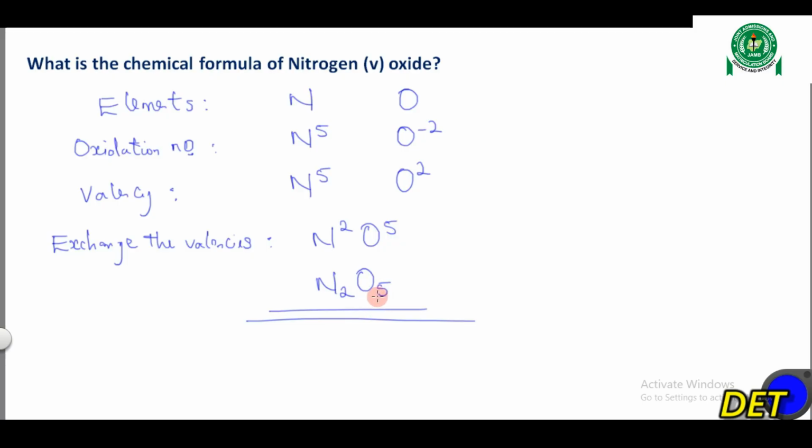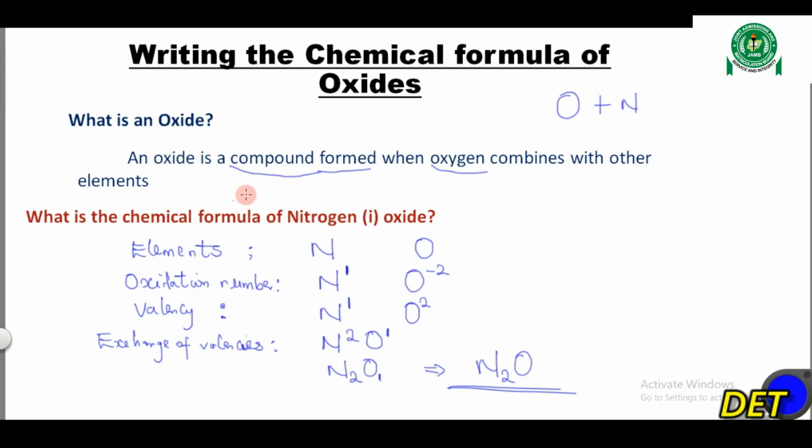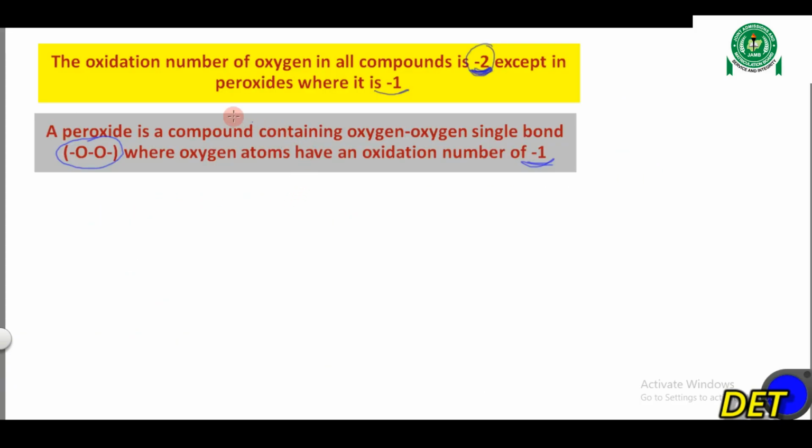So writing the chemical formulas of oxide is actually very simple and straightforward. Again, an oxide is a compound that is formed when oxygen combines with other elements. And this is a very important fact, that the oxidation number of oxygen in all compounds is -2, except in peroxides where it is -1. And then we looked at what a peroxide is. A peroxide is a compound containing oxygen to oxygen single bond where oxygen atoms have an oxidation number of -1, right?